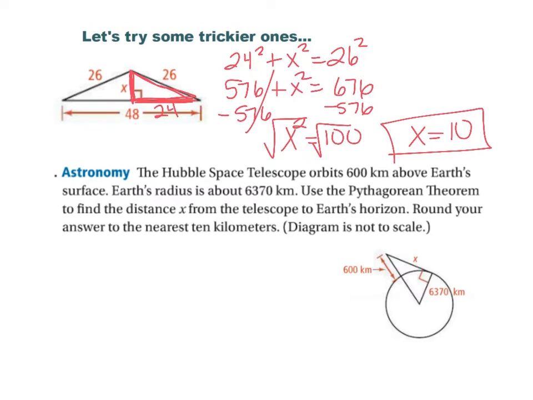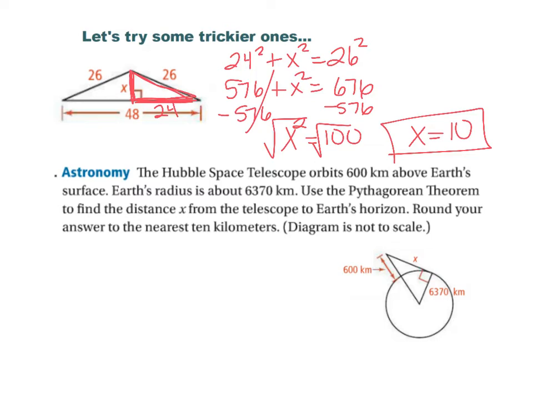It says the Hubble Space Telescope orbits 600 kilometers above the Earth's surface. So right here you can see here's the Earth's surface, and the Hubble telescope is out here, 600 kilometers. Now, the Earth's radius, which they show over here, is 6370. Obviously this is not drawn to scale. It says use the Pythagorean theorem to find the distance x from the telescope to the Earth's horizon. So it's like looking through at the horizon right here on the edge of the Earth. Round your answer to the nearest 10 kilometers.